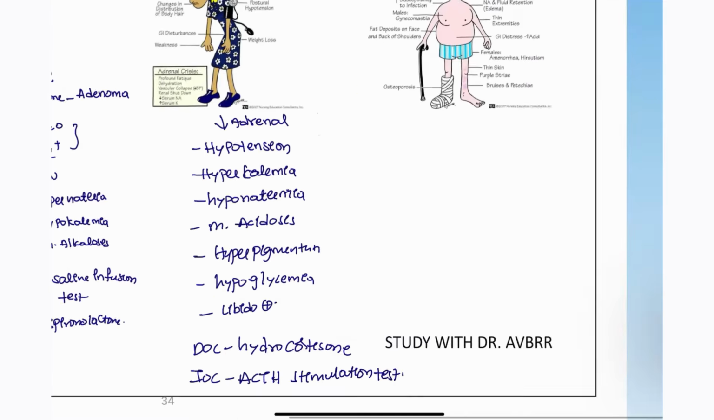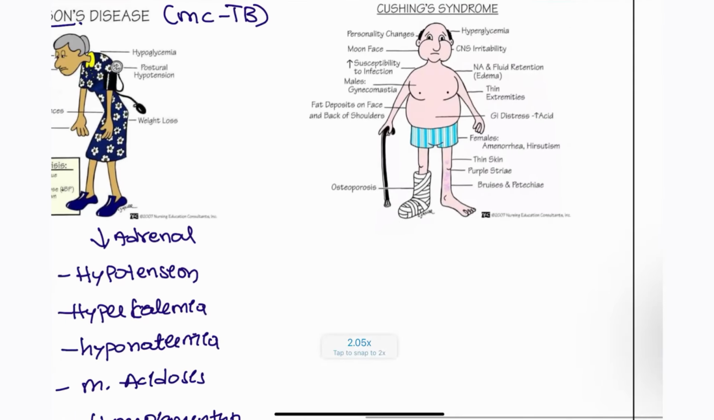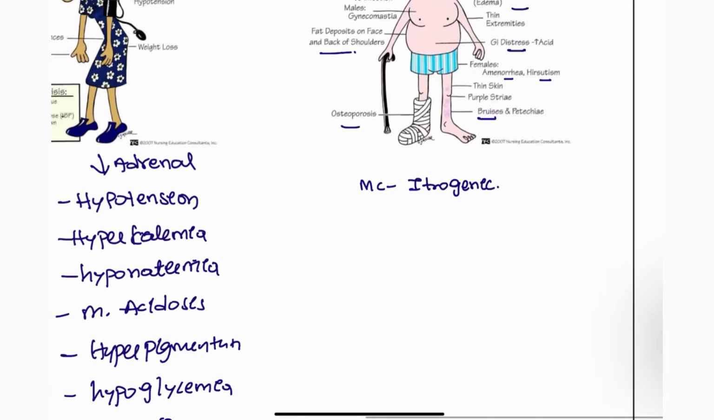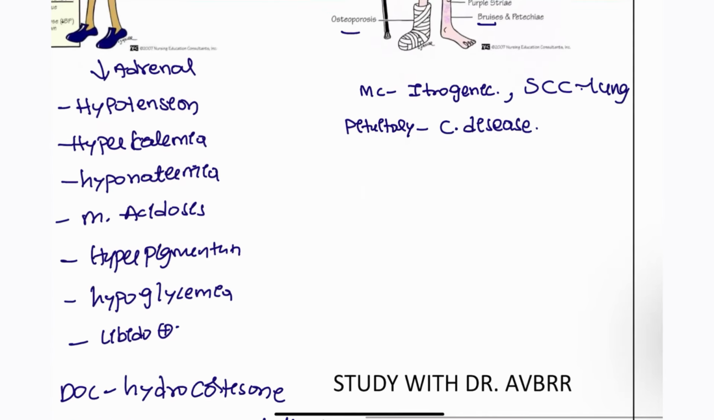Okay, next, moving on to Cushing syndrome. So in Cushing syndrome, the most common cause is iatrogenic. The symptoms will be moon facies, CNS irritability, edema, GI distress. Females have amenorrhea, hirsutism and purple striae, and fat will be deposited in the back and the shoulders. Osteoporosis will be seen. And if it is coming from a pituitary adenoma, then you call this Cushing disease. It is also associated with squamous cell carcinoma of lung, because of paraneoplastic syndrome.